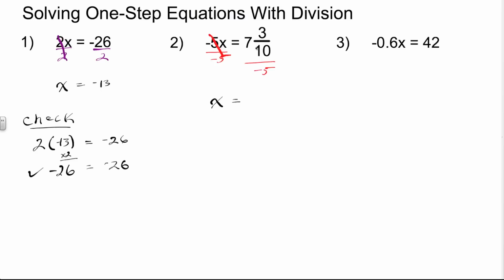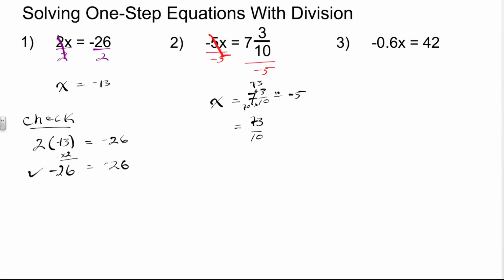We're going to rewrite this as 7 and 3 tenths divided by a negative 5. Now, as you probably learned in a basic math class, to do this, we first need to convert this mixed number into an improper fraction. 10 times 7 is 70, and 70 plus 3 is 73, so that gives me my numerator. I went 10 times 7, and then added that, 70, to the 3 to get 73. That's my numerator, 73 over 10.